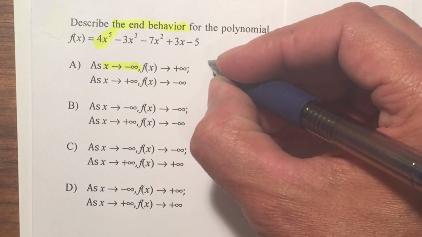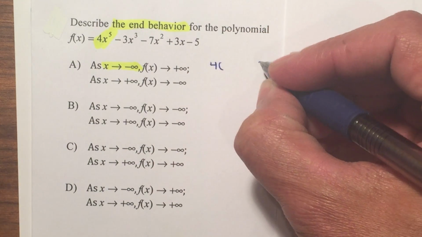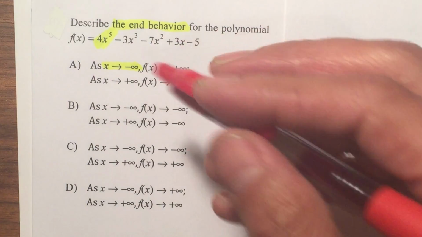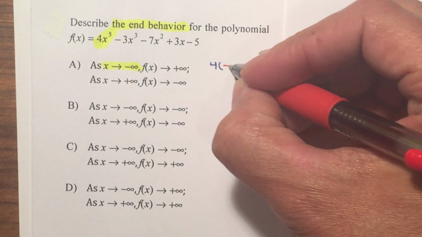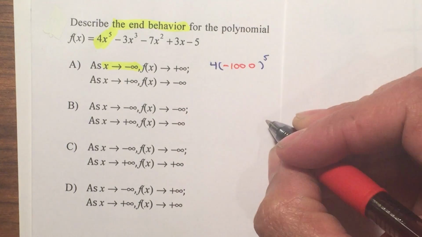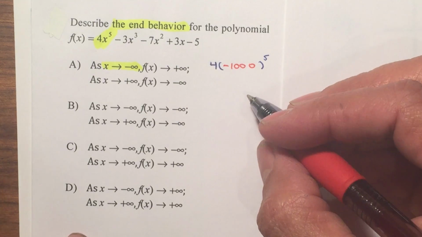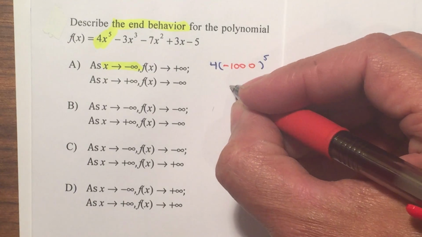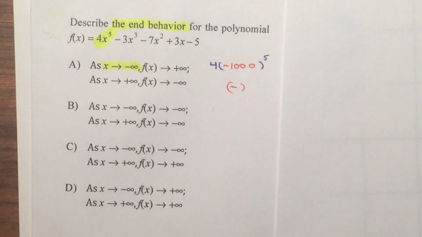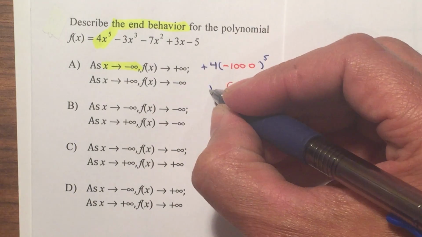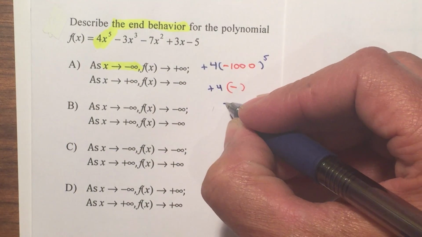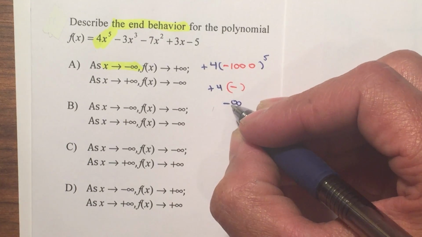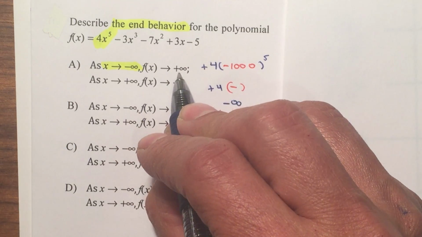So we have 4 times x to the fifth power. And I'm going to plug in a huge negative number. In this case, I'm going to plug in a huge negative 1,000. Or you can plug in a bigger number if you want. Negative 1,000 to the fifth power is going to be a negative number, times a positive 4. Positive times a negative is going to be a negative huge number. So therefore we're going to say it's going to be negative infinity. And that's incorrect.